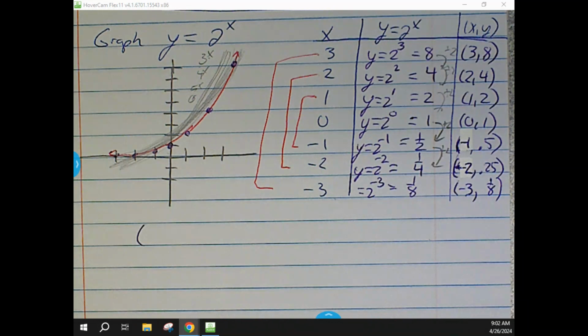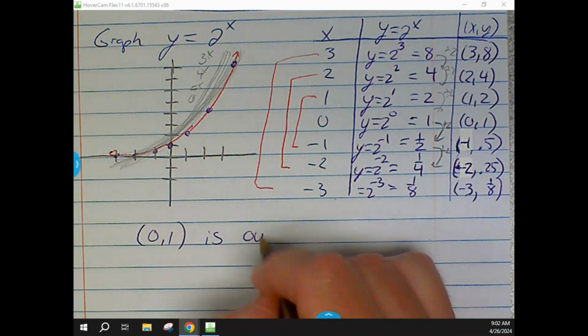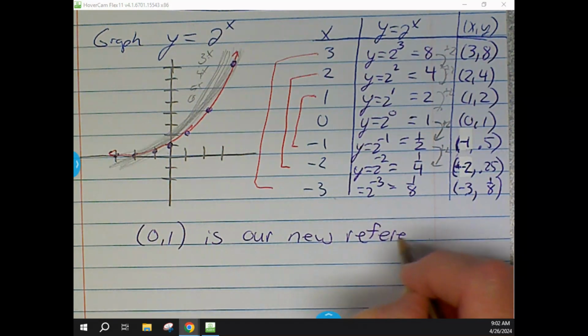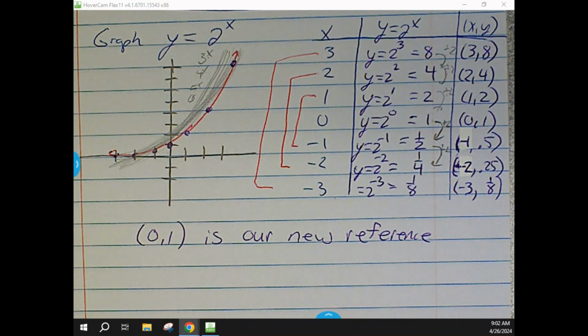So our new reference point for this one is 0, 1. For all the other graphs we've done up to this point, we will always go back to 0, 0, and we'd start at 0, 0, and then the graph would change from there.